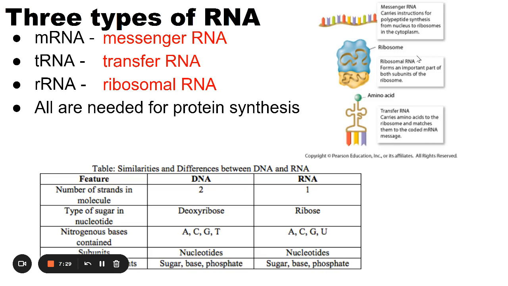So if we're comparing DNA and RNA, some differences, right? DNA is double-stranded, has two strands. RNA is not, it just has one strand. The sugar is slightly different. In DNA, it's deoxyribose. In RNA, it's called ribose. The bases are similar, but not exactly the same. DNA has A, C, T, and G. RNA has A, C, G, and U.